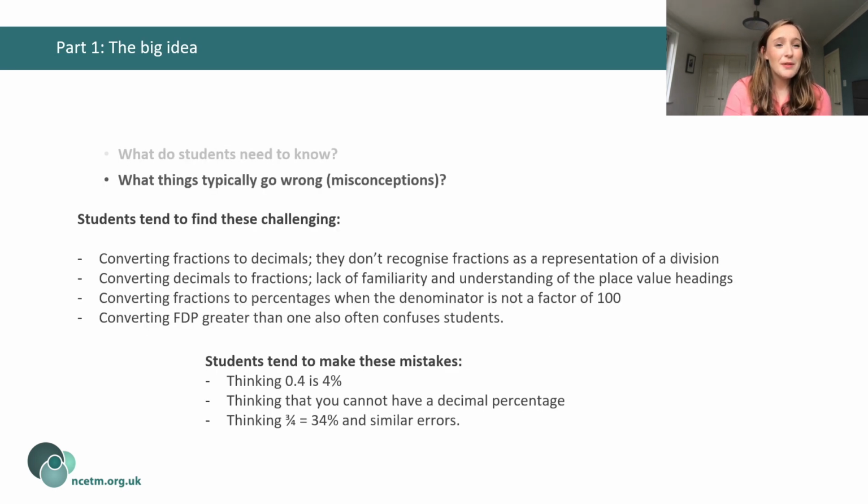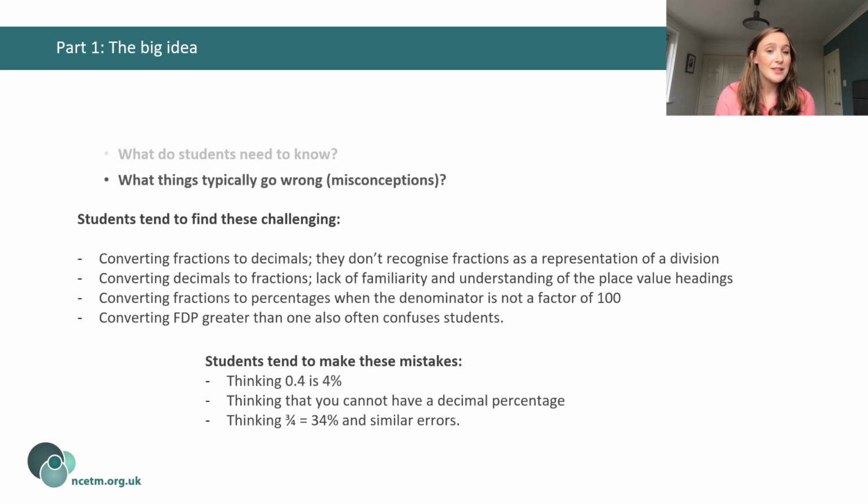So some things that students often find challenging. I've split this into things that they find challenging and then the kind of misconceptions you might see in lesson time. So converting fractions to decimals, they don't recognise fractions as a representation of division. So that's what I was just talking about, that task. Converting decimals to fractions and a lack of familiarity of the understanding of place value headings. So again, what do those place value headings actually mean?